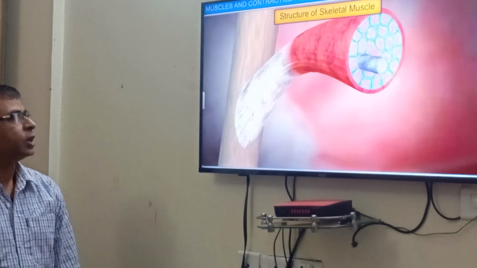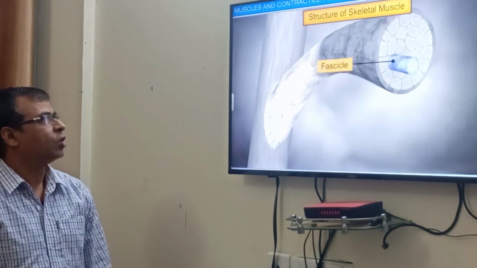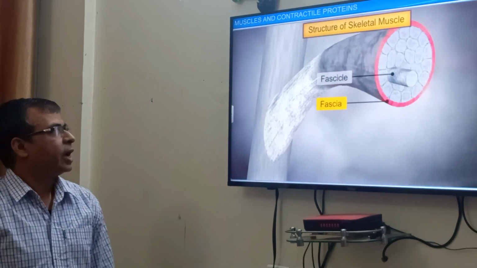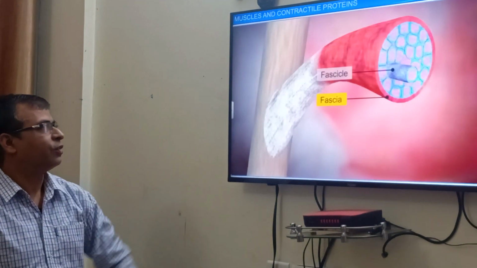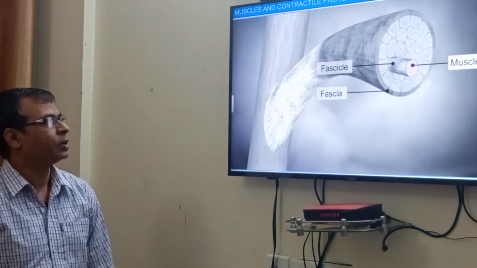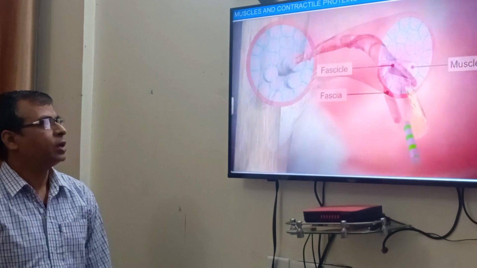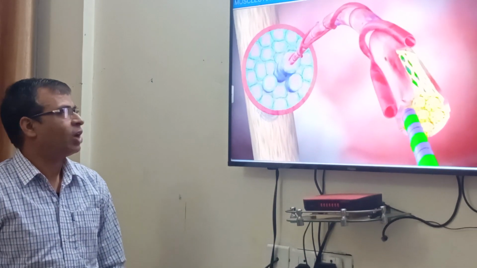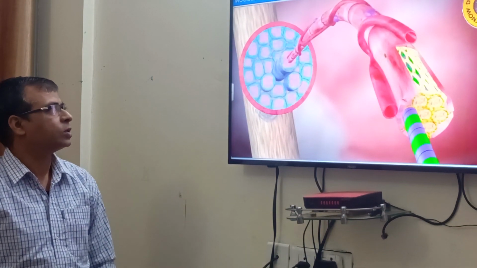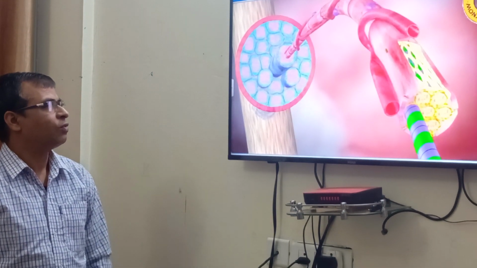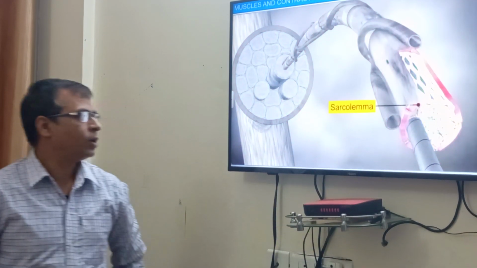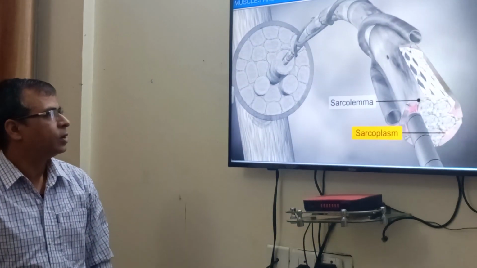A skeletal muscle is made of different fascicles or muscle bundles, covered by the fascia, a collagenous layer. A muscle bundle is made of different muscle fibers, and they have several nuclei, a syncytial condition. The muscle fiber has myofibrils or myofilaments.